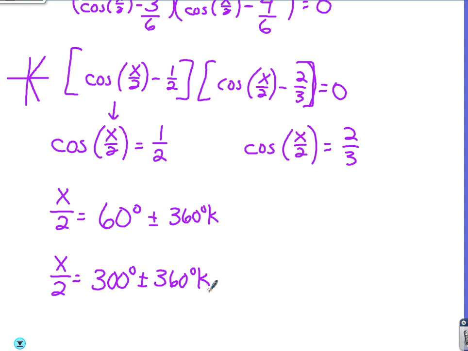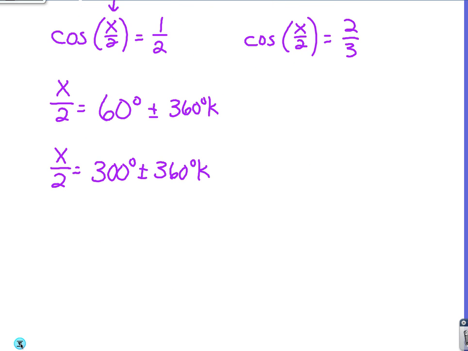We good? But x is not by itself. Get rid of this divided by 2 by multiplying everything by 2. So your actual answers there would be, we'll do it in a different color here. X equals 120 plus and minus 720k, or x equals 600 plus or minus 720k.